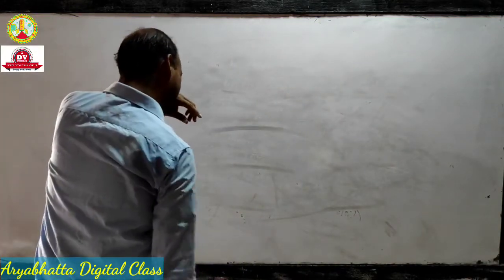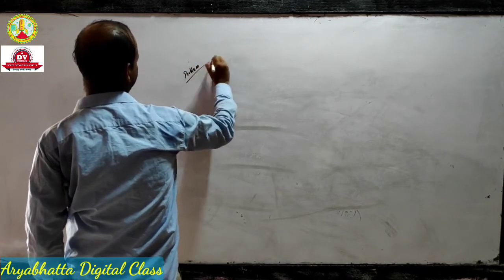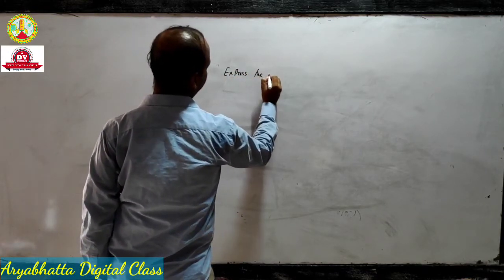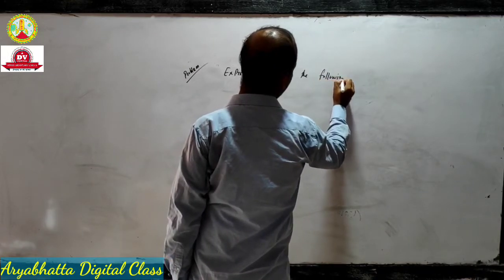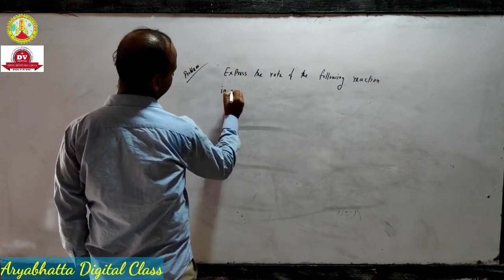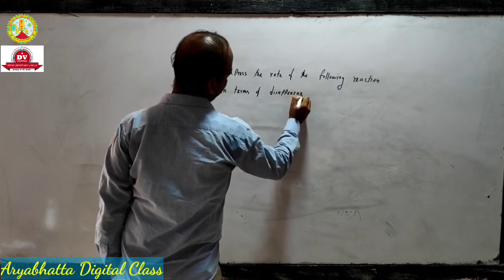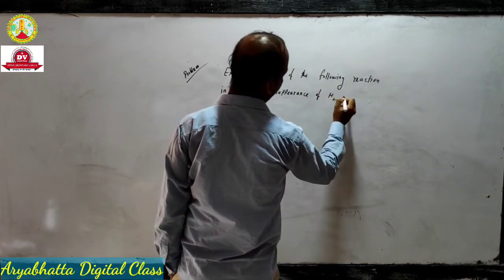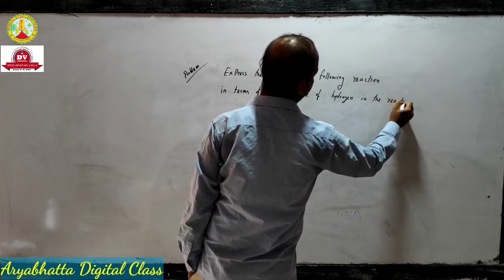Now let's see. This is not an MCQ, this is the 1 mark question. Now let's see, look, this is not an MCQ. Express the rate of the following reaction in terms of disappearance of hydrogen in the reaction.